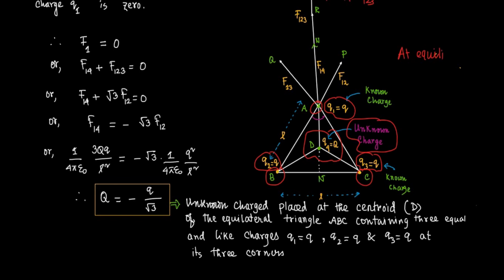At equilibrium, the net force experienced by the known charge Q1 will be 0. That is F1 equals 0. And here the net force experienced by this known charge Q1 is F1, which is equal to 0 at equilibrium. And the value of the unknown charge Q will be minus q by root 3. Q equal minus q by root 3.